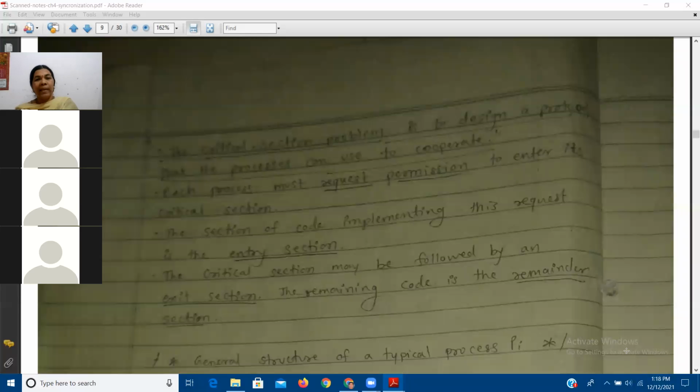Because the critical section is common, that is, resources are common and at a time only one process is able to enter the critical section. So if all processes are trying to enter the critical section at a time, there will be a problem. This is called the critical section problem. I hope you are understanding the concept. So two concepts are there, one is critical section, another is critical section problem.